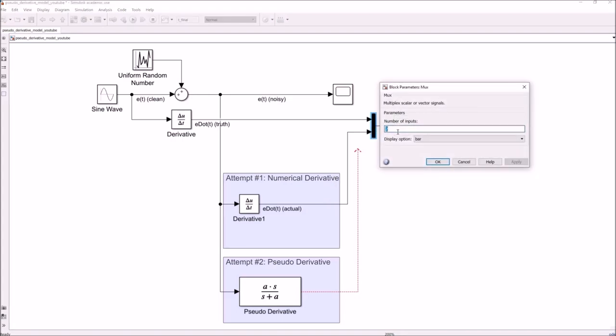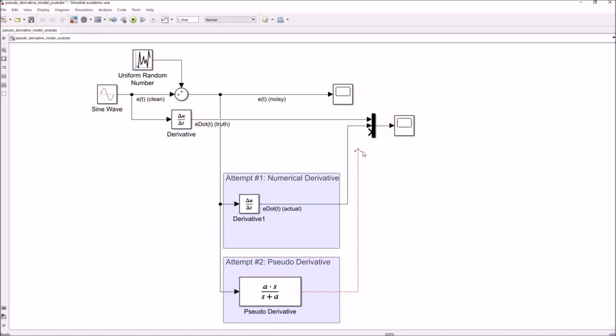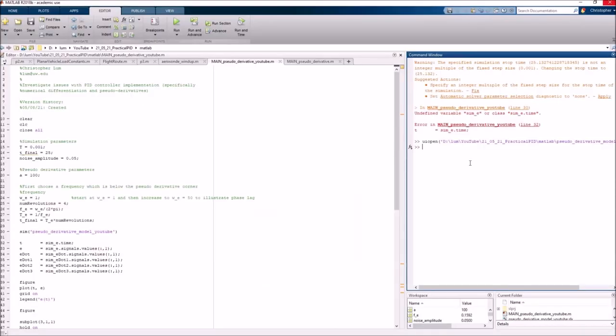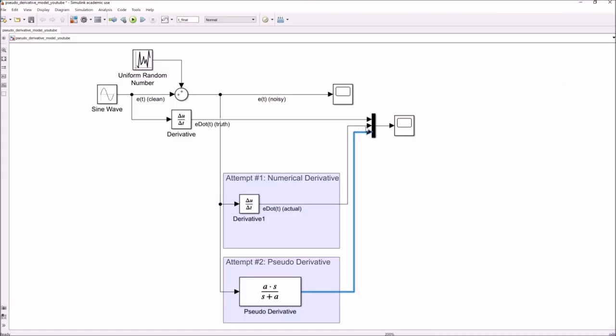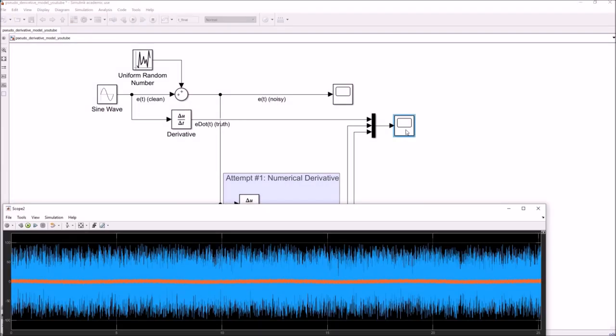Let's add a third output to the mux and hook this up. I think I've already defined A in my workspace. I think I'm using A of 100 radians per second. Let's double check that. Yep, A is 100, so I think we're good there. Now let's run this model again and see if it improved the system at all.